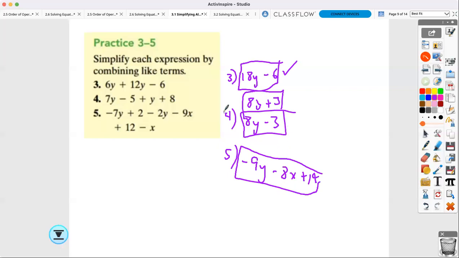Now for number 4, we have 7y minus 5 plus y plus 8. So those two y's, I'm going to underline them. 7y plus y, we got 8y. Which is what? 8y, right? So the 8y is legit. Now the question is, is it plus 3 or minus 3, right? We have minus 5, right?